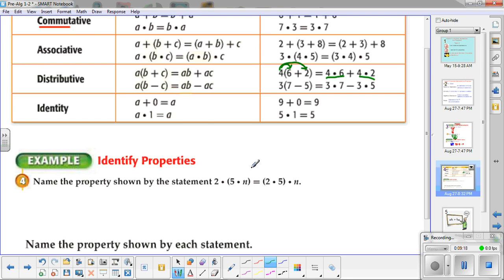But I did change who the 5 was hanging out with. At first it was hanging out with n, now it's hanging out with 2. If I change what is being grouped together, that's the associative property.